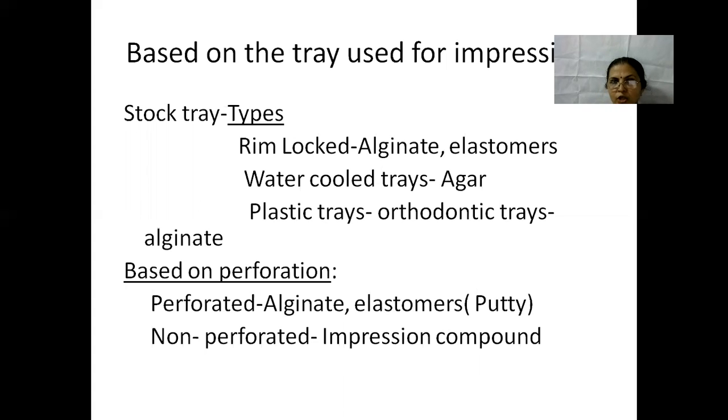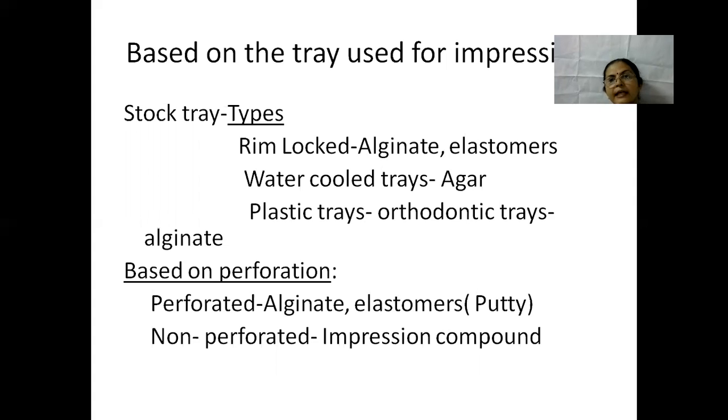Based on the trays used, impression materials can be used on different types of trays. That is stock trays, which can again be divided into rim lock trays, water cooled trays, and plastic trays. Rim lock trays are used for making impressions with alginate and elastomers. Water cooled trays are used for agar. Plastic trays can be used for alginate and elastomers, and for both dentulous and edentulous mouths.